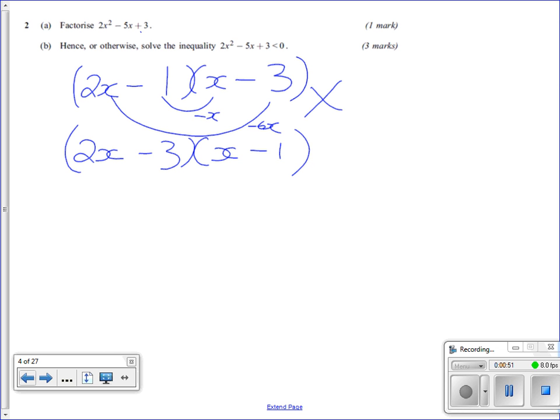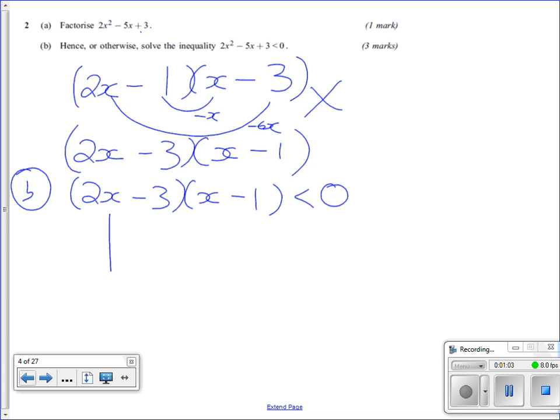Hence, or otherwise, solve this inequality. So we've just discovered that this factorises to give this, and we want this to be less than 0. We're expecting you to do a quick sketch of this. Now the critical points here are when x is 1, because that would make it equal 0, but also when x is equal to 3 over 2, because that would make that one 0.